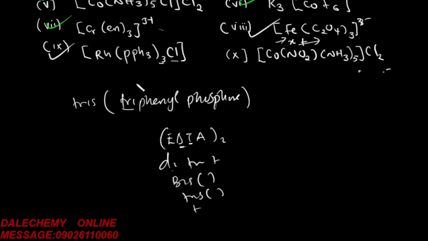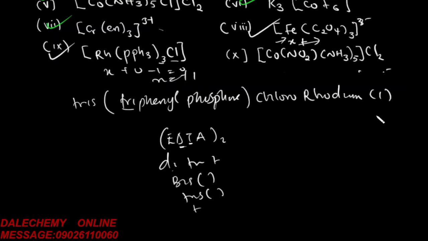So that's it. So for this one, it will be tris triphenylphosphine. Then you name chlorine next as a ligand, chloro. Then you now name rhodium like that. Rh is rhodium. So I need to find the rhodium oxidation state. Triphenylphosphine is 0, so that will be x plus 0, then minus 1 for chlorine equals 0. So x will be plus 1 like that. So rhodium 1.